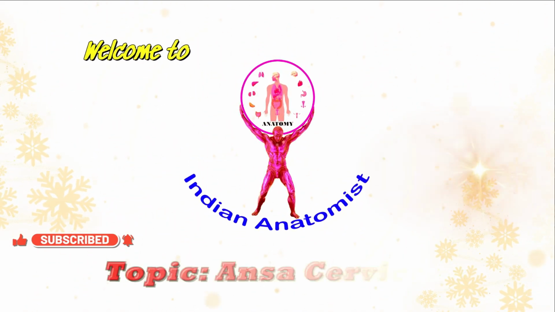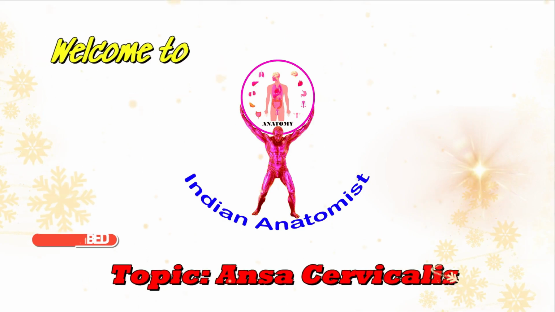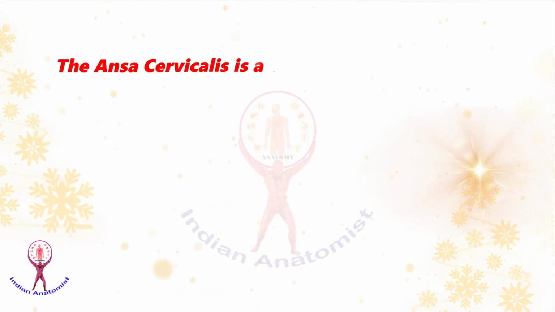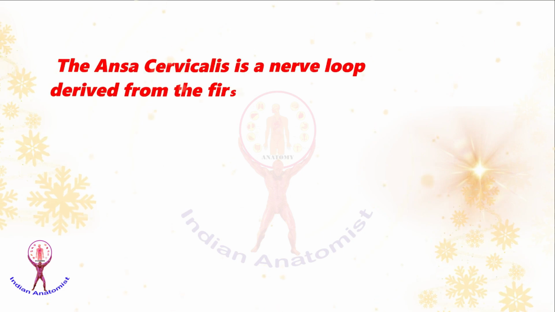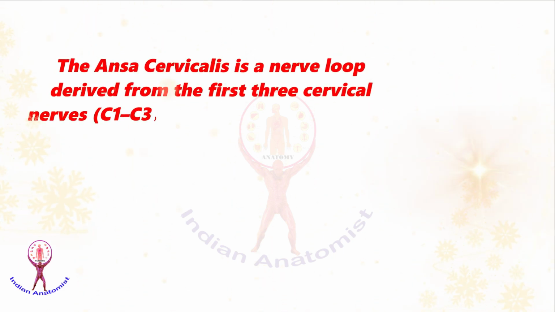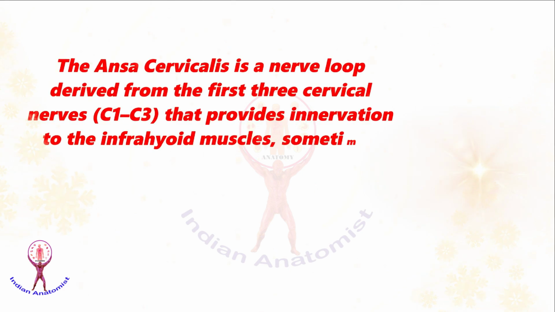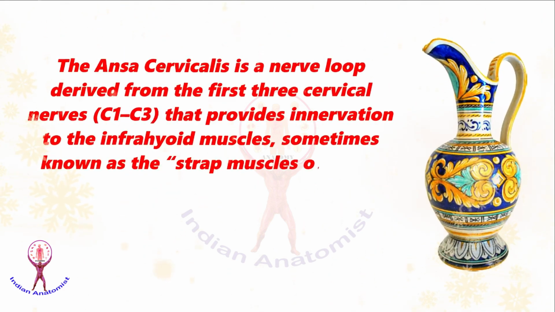Today we are going to discuss the Ansa Cervicalis. What is Ansa Cervicalis? The Ansa Cervicalis is a nerve loop derived from the first three cervical nerves, C1 to C3, that provides innervation to the infrahyoid muscles, sometimes known as the strap muscles of the neck.